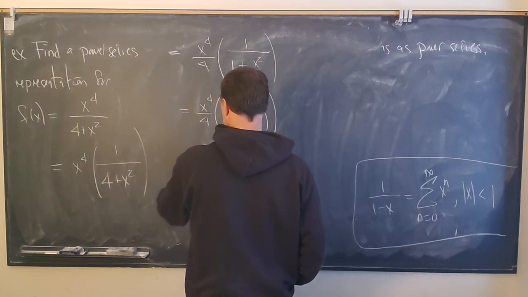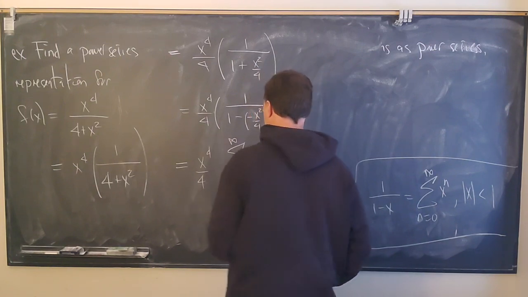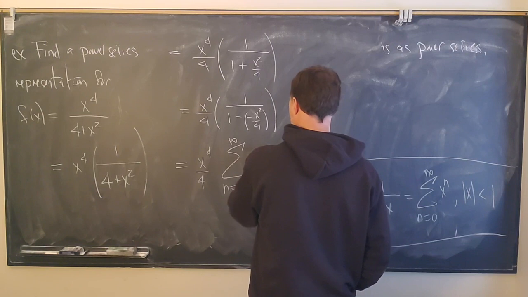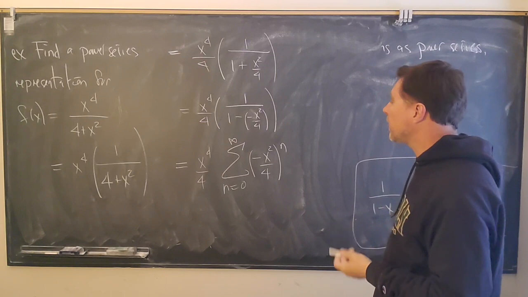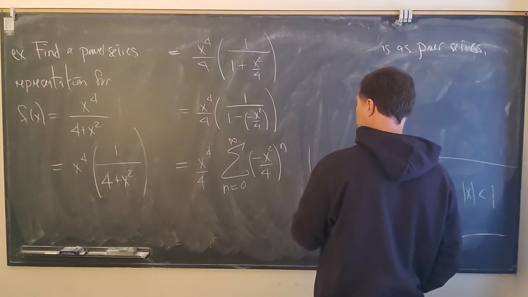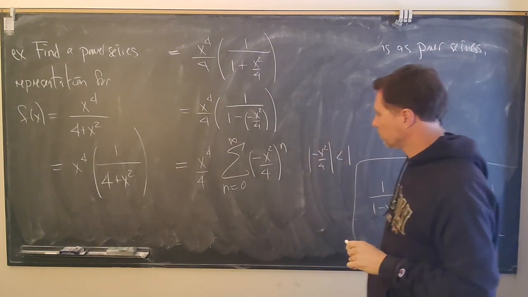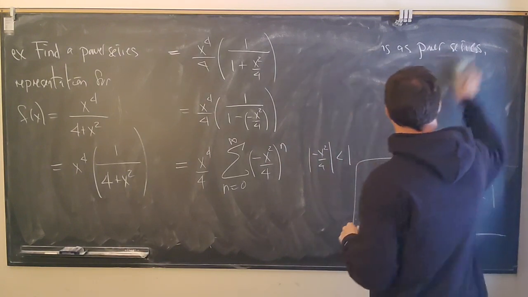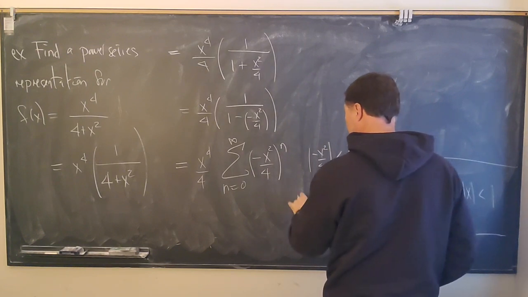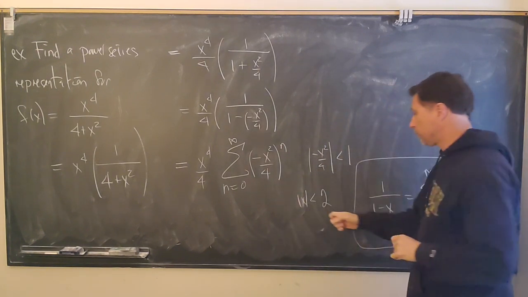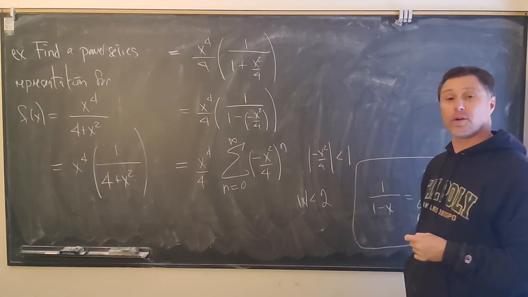So I can write this out. This is equal to x to the 4th over 4 times the sum from n equals 0 to infinity of negative x squared over 4 raised to the n. And this equality holds as long as absolute value of negative x squared over 4 is less than 1. And let's simplify that a little bit. So what does that mean, or how can I rewrite that? That's the same as saying absolute value of x less than 2, right? Bring the 4 over, take the square root. Right, tells us that our radius of convergence is 2.